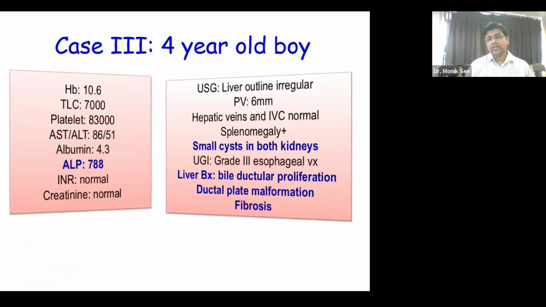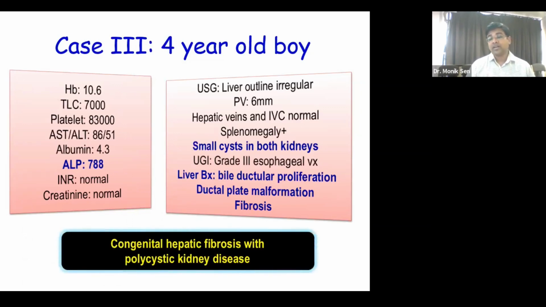If you look at the investigation, the alkaline phosphatase is quite high. There are small cysts in both kidneys. There are large varices, and the liver biopsy is showing bile ductular proliferation, ductal plate malformation, and fibrosis. The diagnosis here is congenital hepatic fibrosis with polycystic kidney disease.